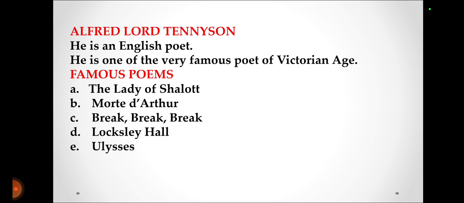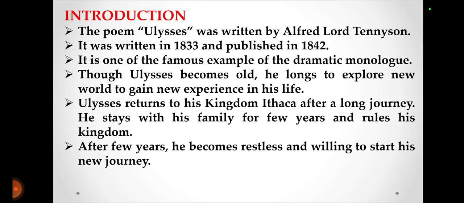I have given famous poems of Alfred Lord Tennyson. Please go through it. So, introduction. The poem Ulysses was written by Alfred Lord Tennyson. It was written in 1833 and published in 1842. It is one of the very famous examples of dramatic monologue.